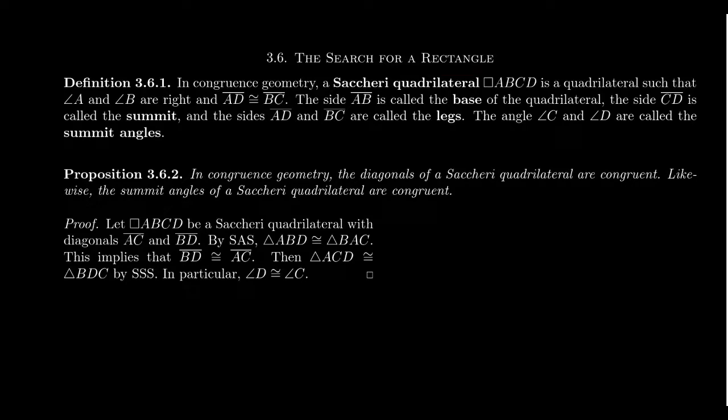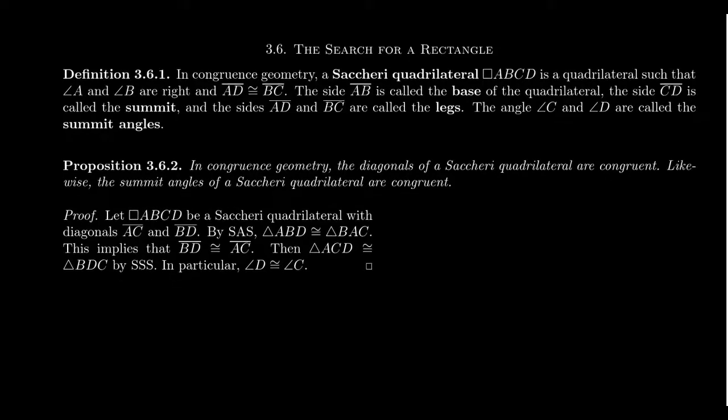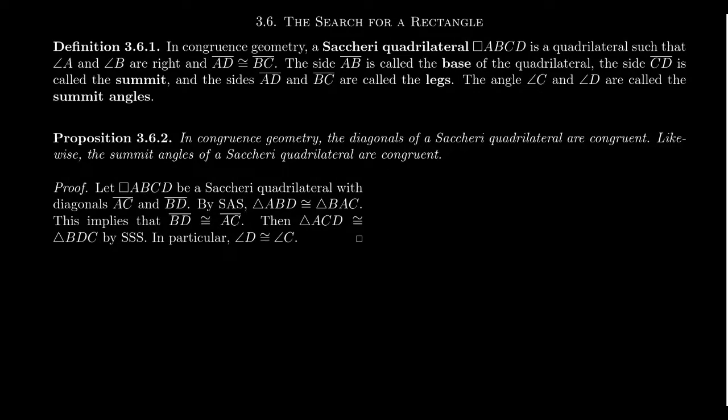And so in order to find a rectangle, Saccheri started studying quadrilaterals, which we nowadays refer to as a Saccheri quadrilateral. So let me define this. Now, the definition of a Saccheri quadrilateral makes sense in congruence geometry. We don't need a notion of measure or continuity to do this. A Saccheri quadrilateral will be denoted as ABCD. It's a quadrilateral such that, well, let me first draw my picture here and label sides. Then I'm going to give you some other things.